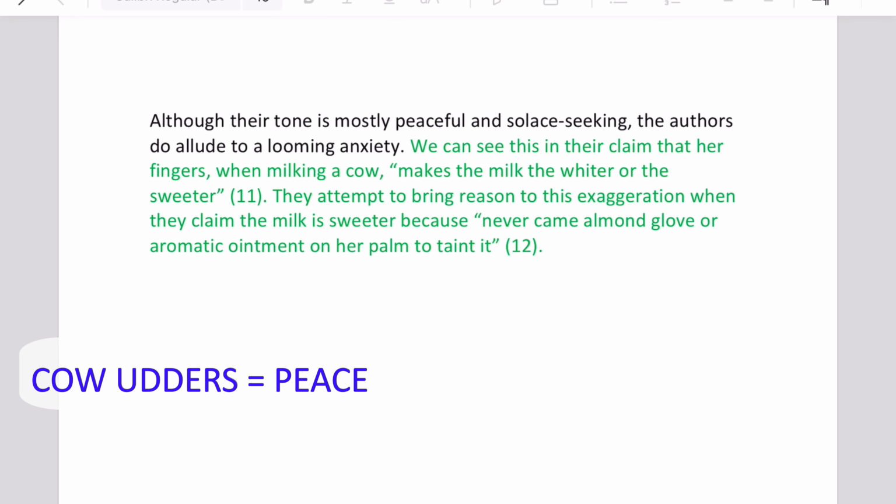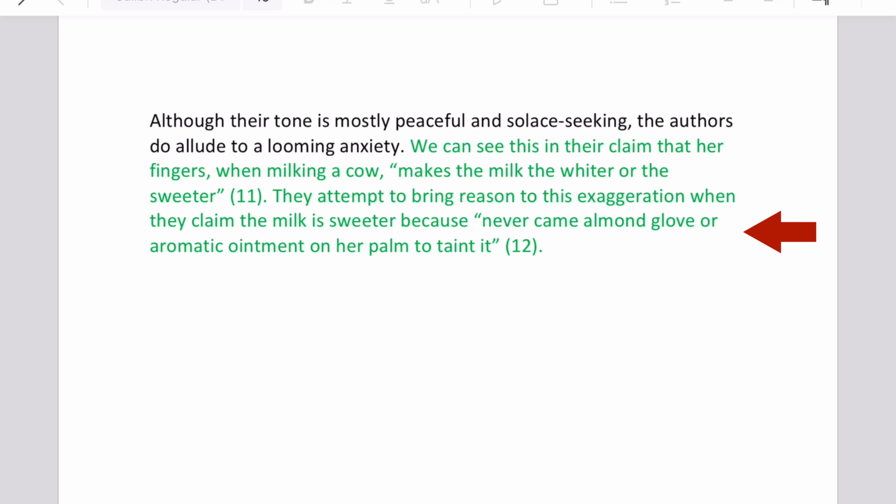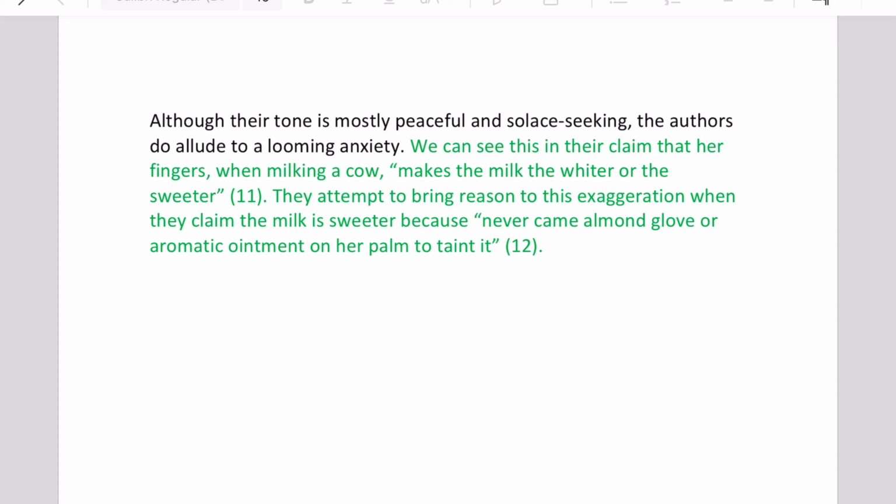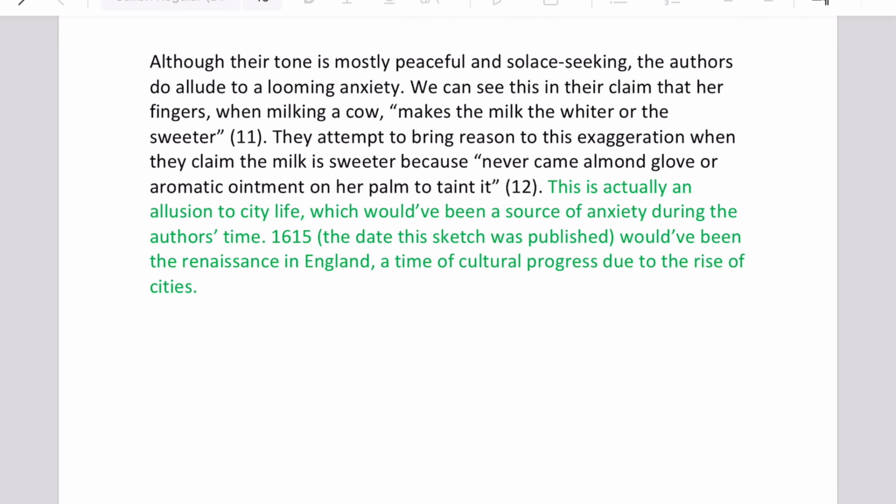The authors straight up undermine it by describing how her milking process makes the milk sweeter because, quote, never came almond glove or aromatic ointment on her palm to taint it. That to me is the looming anxiety. It's not a huge punch in your face of like, oh, look at all this almond glove action going on, ruining everything. It is more like, no, our girl's good because she doesn't use this stuff, which hints at a looming anxiety.